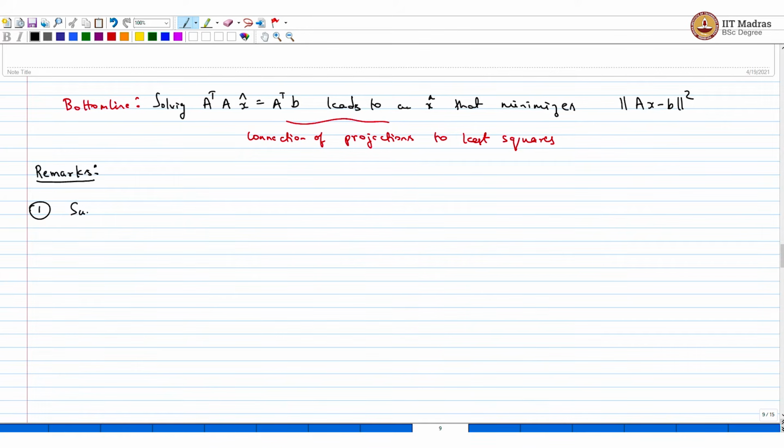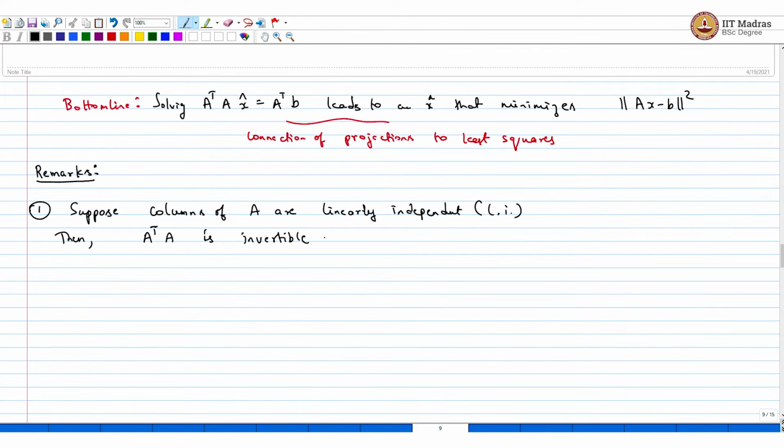Very first, suppose the columns of A are linearly independent, let us say L.I. for short. Then A transpose A is invertible. I want to just leave this with a y. Hope this is linear algebra 101.